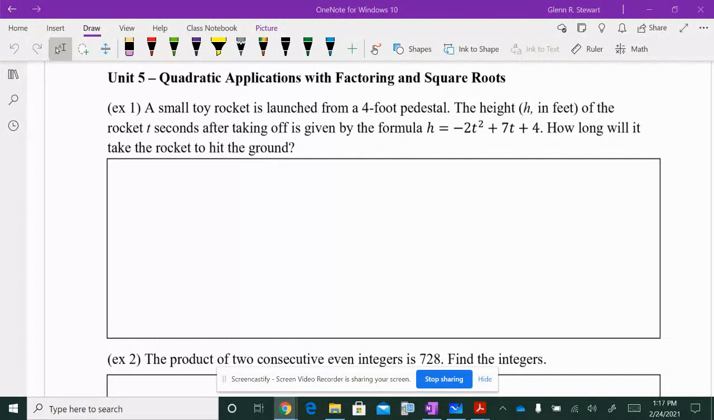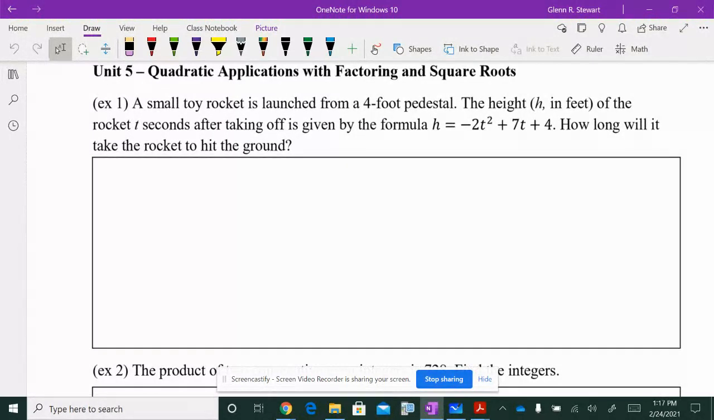So example number one, a small toy rocket is launched from a 4-foot pedestal. The height h in feet of the rocket t seconds after taking off is given by the formula h is equal to negative 2t squared plus 7t plus 4. How long will it take the rocket to hit the ground?